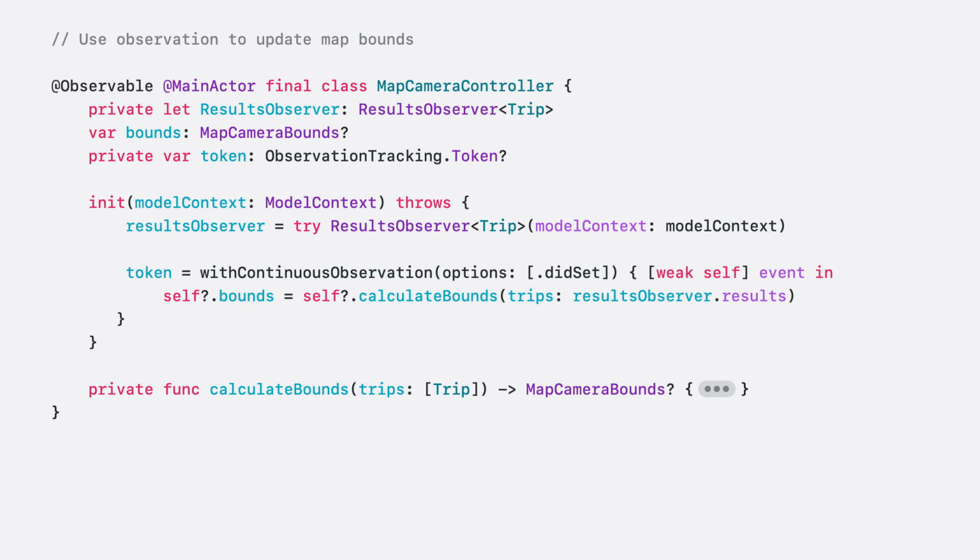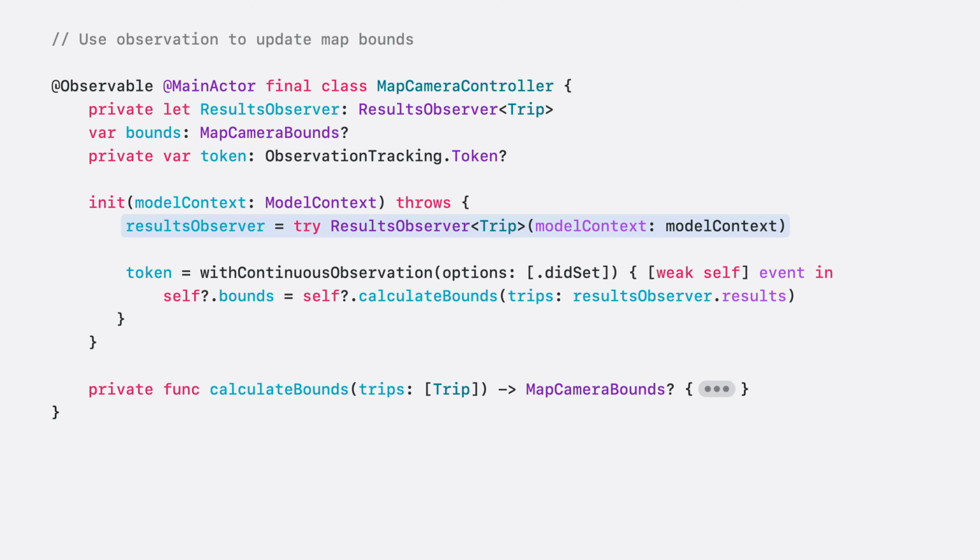To do this, I've added a new Map Camera controller, which calculates a fitting map camera bounds for the map. It uses ResultsObserver to know when to recalculate the map camera bounds. To do this, I create a ResultsObserver for trips. For the map, I always want to show all trips, so I'm not going to pass in a predicate to filter or a sectioning key path.